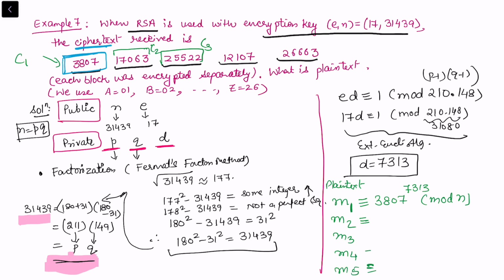So these are the calculations as I've done earlier in my example. So this will be 26663 and the exponent will remain the same, 7313, because D is the same, mod n. This way you can explore this on the computer with programming and find the corresponding plain text. This is also an example of a block cipher. Each block is encrypted separately using the RSA system.